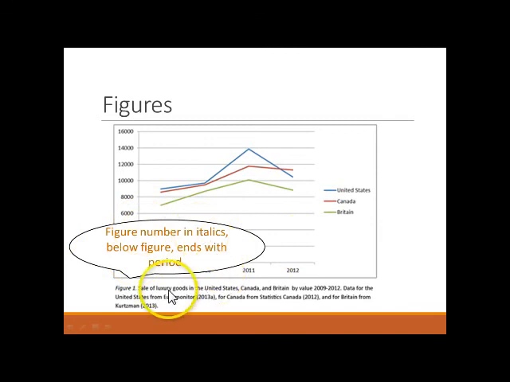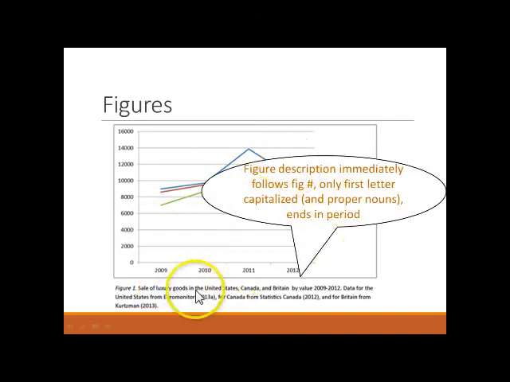So just a lot to keep track of. And then we don't really have a figure title per se. Instead, there's a figure description. That starts on the line that has the figure number. You only capitalize proper nouns or the first letter of the first word in a sentence, and that figure description should end in a period overall.